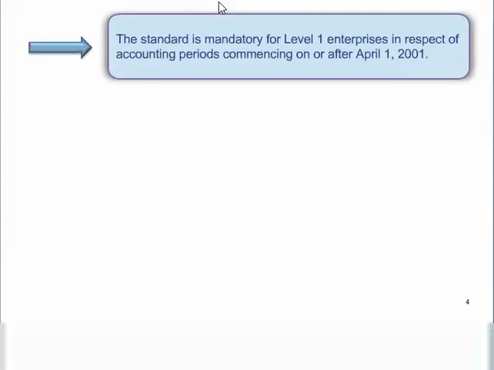So let's understand what all entities are required to prepare cash flow statement under this Accounting Standard 3. The standard is mandatory for level 1 enterprises in respect of accounting periods commencing on or after April 1, 2001. What are these level 1 enterprises? These level 1 enterprises have the same definition as given by the Institute of Chartered Accountants of India and also by the company's accounting standard rules.